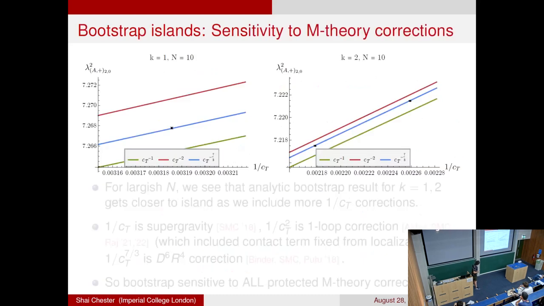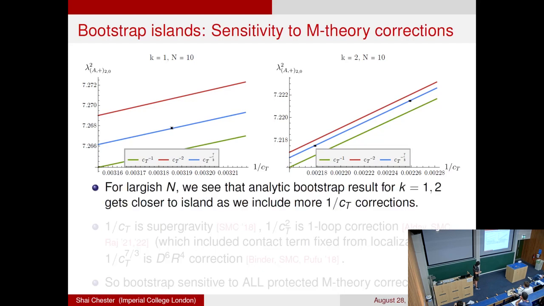Okay, so now let's show the results from combining the bootstrap with localization. In these plots, the x-axis is 1 over C_T. So that means over here, this would be like the generalized free field theory, and then we have supergravity corrections as we go more to the right. As you see, this x-axis, we're looking very, very close to 0. So we're very much looking at the strong coupling regime. And the y-axis is the OPE coefficient of some of these non-trivial short operators. So in particular, the spin 0 guy from A+, and the left-hand plot is for the k equals 1 ABJM theory, and the right-hand plot is for the k equals 2 ABJM theory.